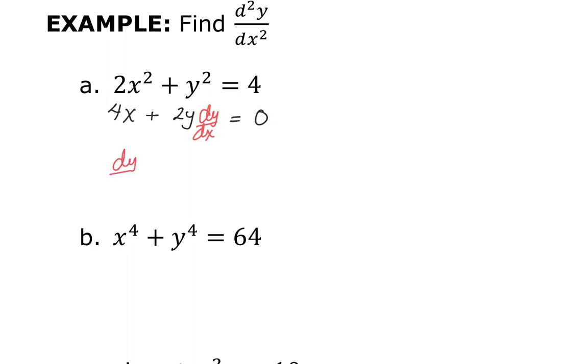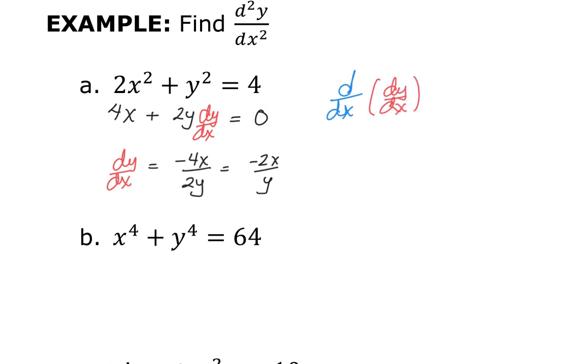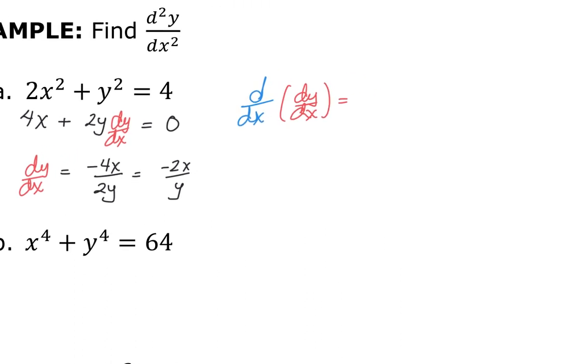Now, I need to solve for dy/dx. So dy/dx is going to be equal to -4x over 2y. In other words, I have -2x over y. Now, I have to do the second derivative. So I'm going to do d/dx of dy/dx, which is, I'm going to use the quotient rule. So this is my u, this is my v.